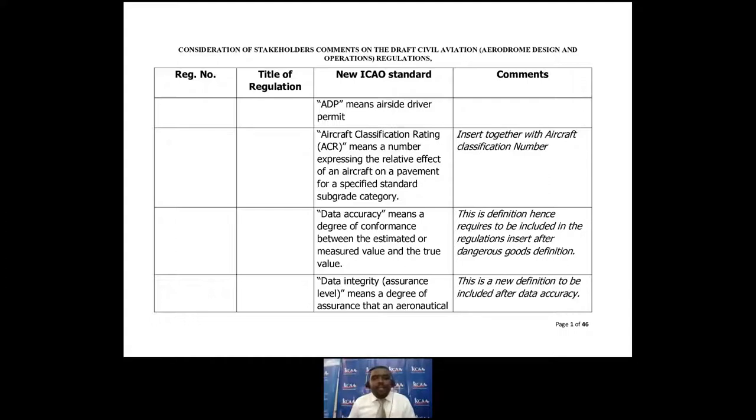We have the ADP, that is airside driver permit. Then we have aircraft classification rating. You'll notice that sometime in 2024 we'll move from the aircraft classification number to aircraft classification rating. So in this regulation, you'll find that we have both the aircraft classification number and the aircraft classification rating as we prepare for that shift to the new aerodrome pavement strength reporting. Then we have introduced a definition on data accuracy, data integrity.